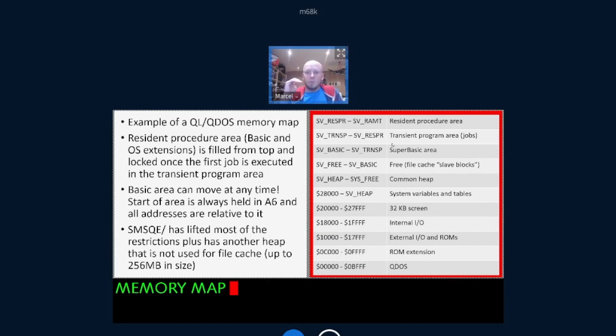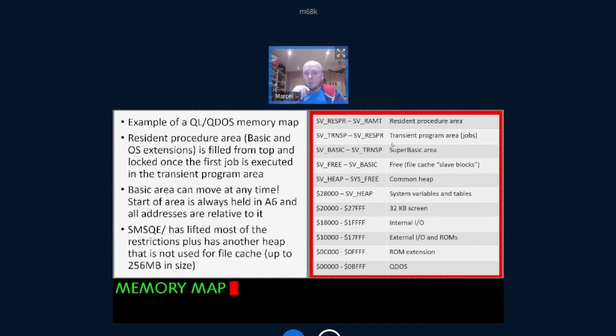Now, you don't have much memory, and memory fragmentation is even today a huge problem if you're not on 64-bit machines at least. So they did one clever trick, basically. SuperBASIC could move at any time. The base of it is always pointed to by A6. And you had to do all your addressing relative to A6 if you wanted to access anything there.